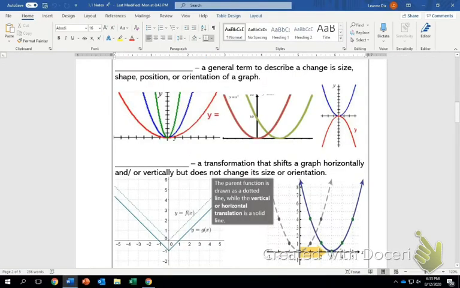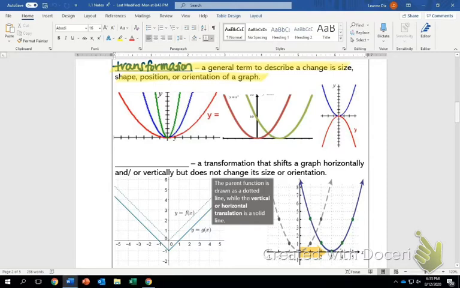Some other vocabulary that you will need to know is the word transformation. A transformation is a general term to describe a change in its size, its shape, its position, or orientation of a graph. So basically, it's just a change of some sort.